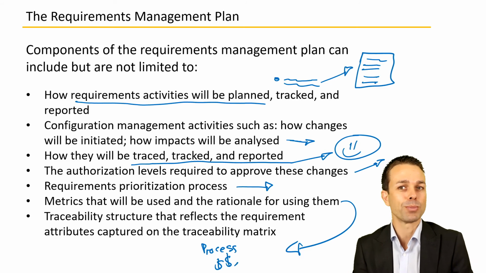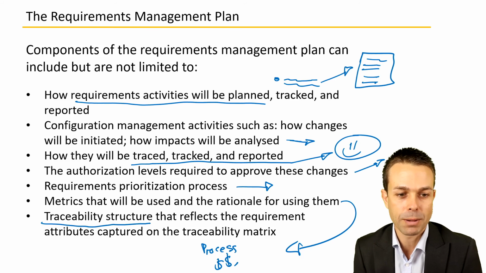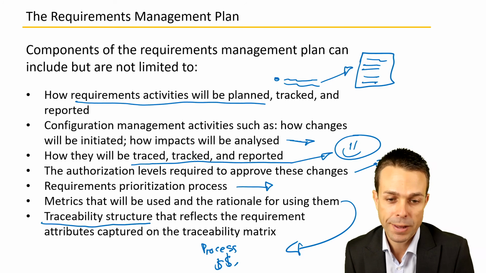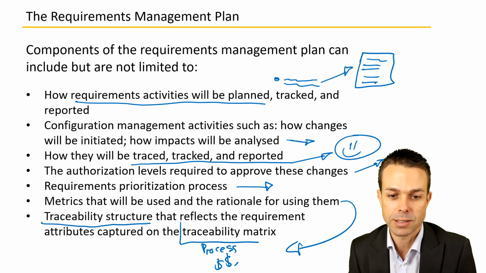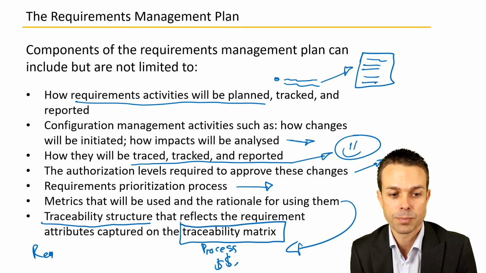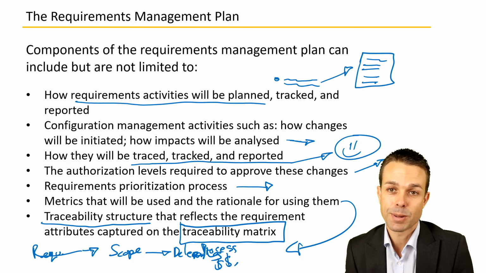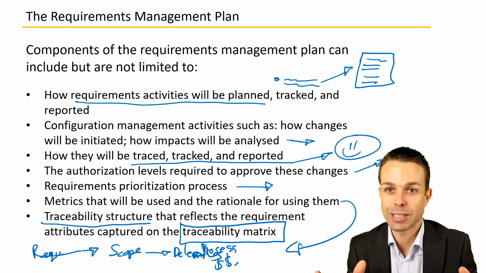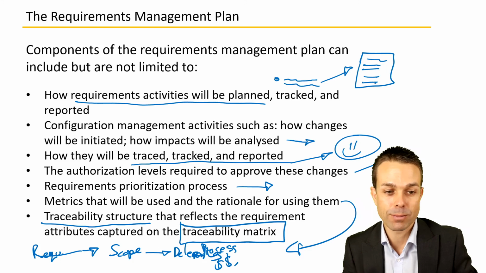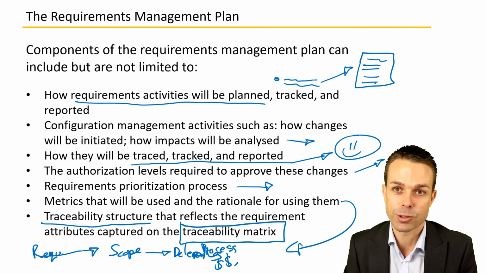And lastly, one of the most important things: the traceability structure that reflects the requirement attributes captured on the traceability matrix. So in other words, the traceability matrix is a separate document to this that will tie into it, that shows us how we've got our requirements and how they are actually related to the scope and ultimately the items that we're delivering, so the deliverables. There needs to be a clear line, so it needs to be clearly shown. Usually that's why it's in a matrix format, so you've got your requirements down the side, and as it goes along, it shows how they're relating to the scope that you're delivering.